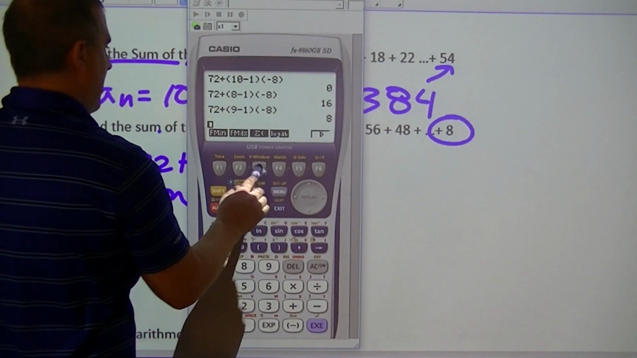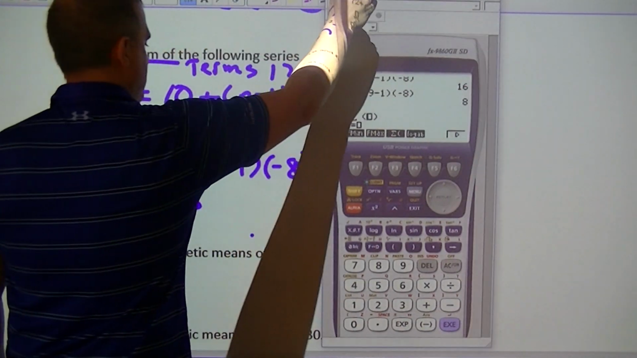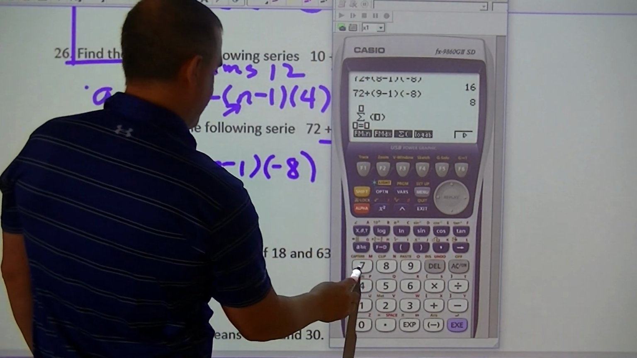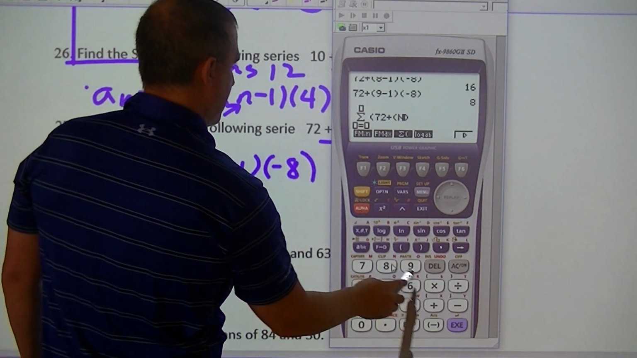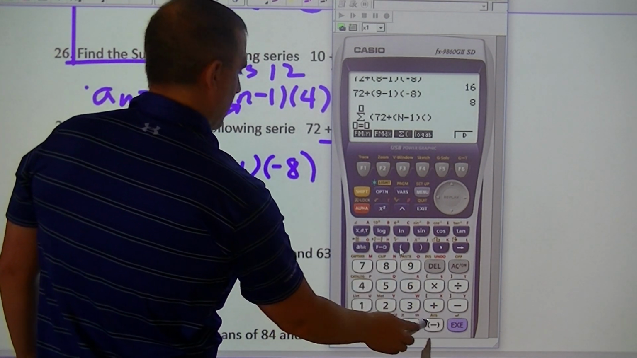When I go into sigma now, I can use that formula I've been using. 72 plus parentheses alpha n minus 1, -8.